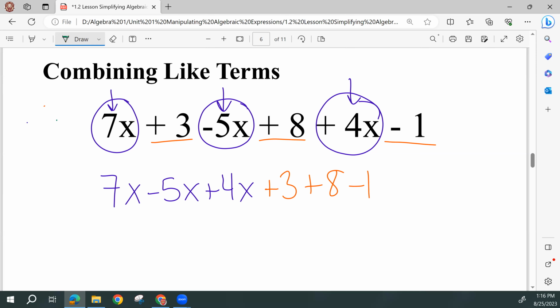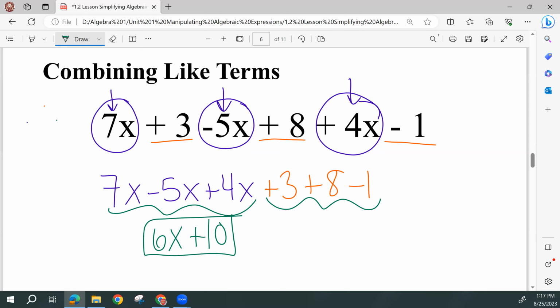So now I am going to combine these like terms just by combining their coefficients. So 7 - 5 is 2, and 2 + 4 is 6. And then I will put the variable x there. Then I can put these together. 3 + 8 is 11. 11 - 1 is 10. That's +10, so I'm going to say +10. And now I have a simplified expression.